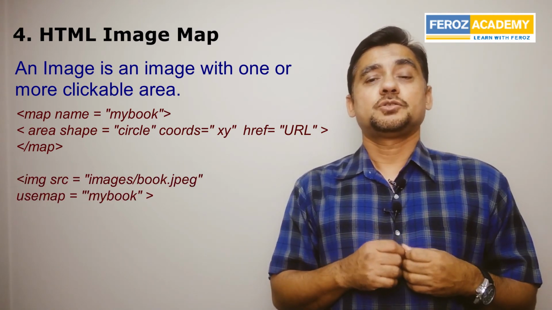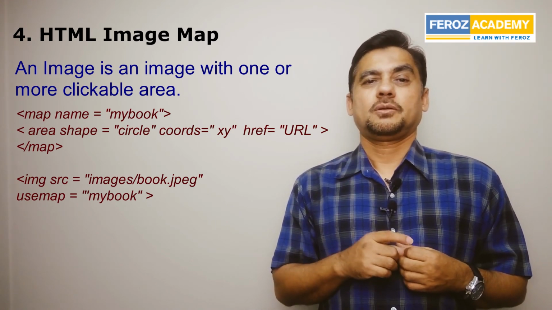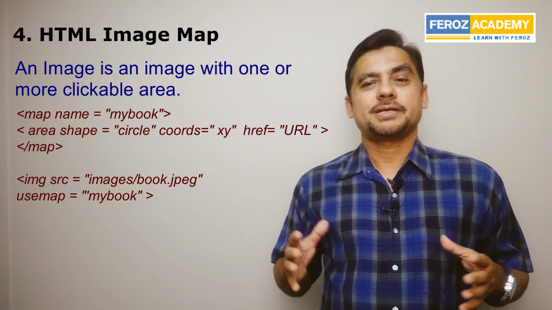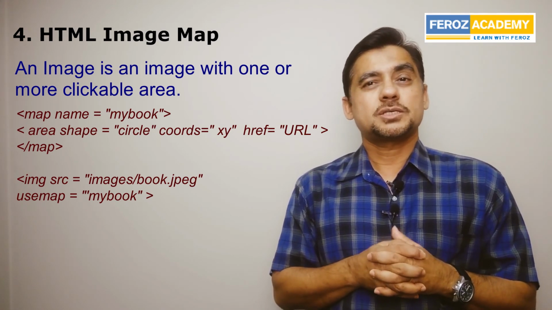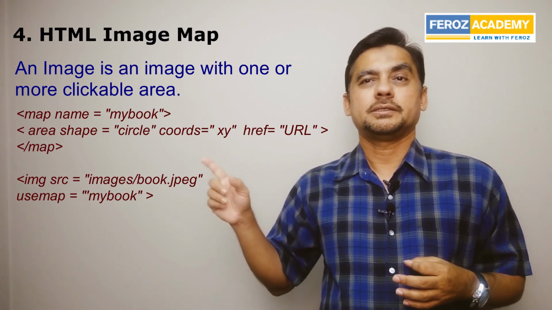So the next step is to use the usemap attribute with the image tag. Let's look at the complete example. When you execute this code in a browser, the outcome will look like this.